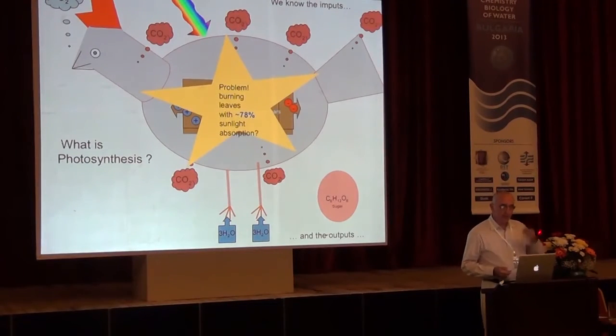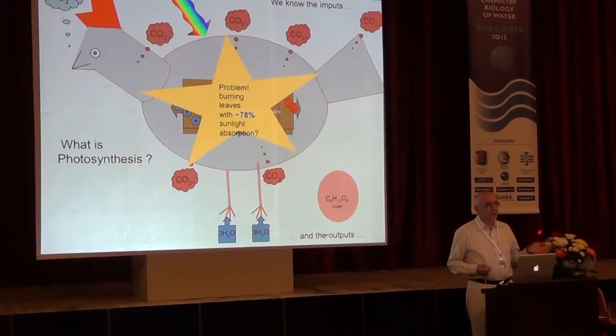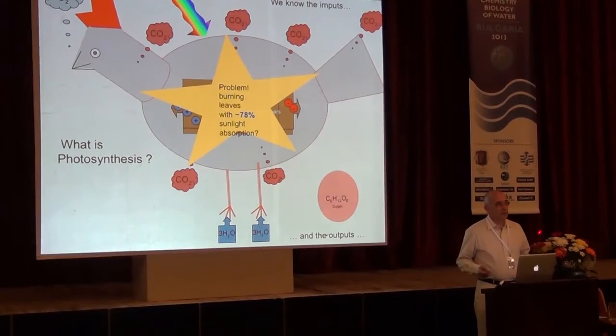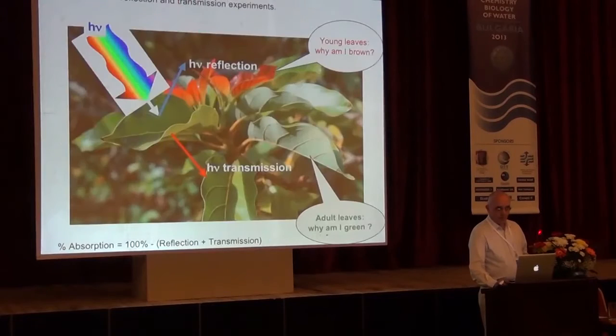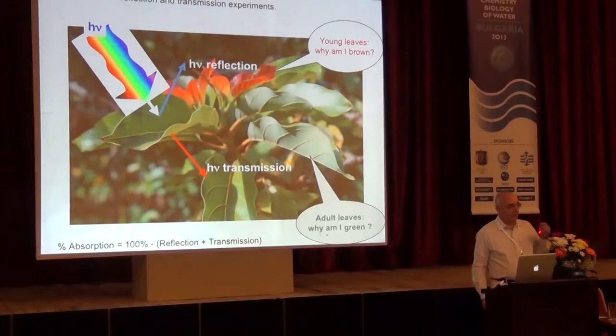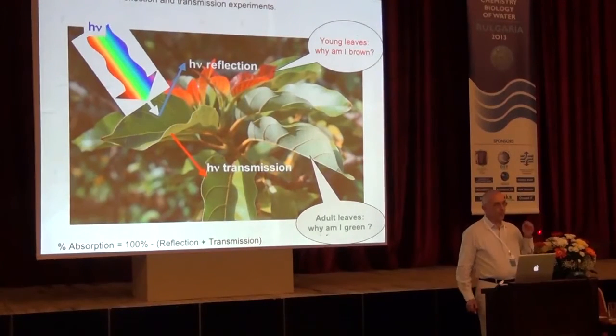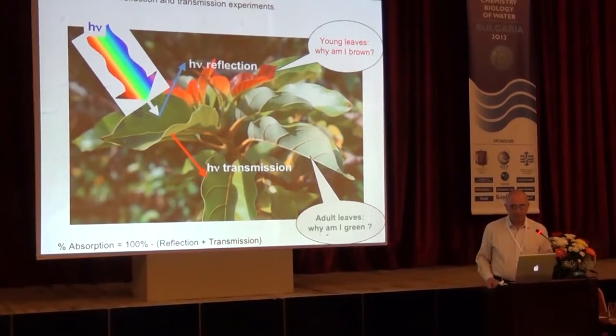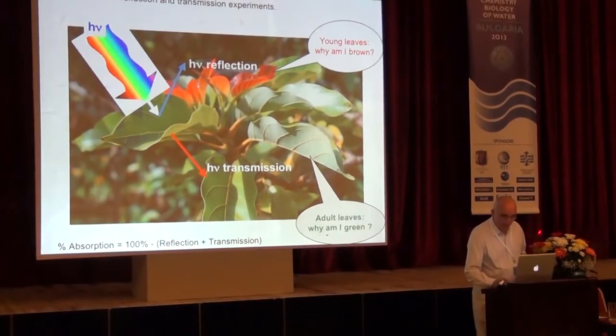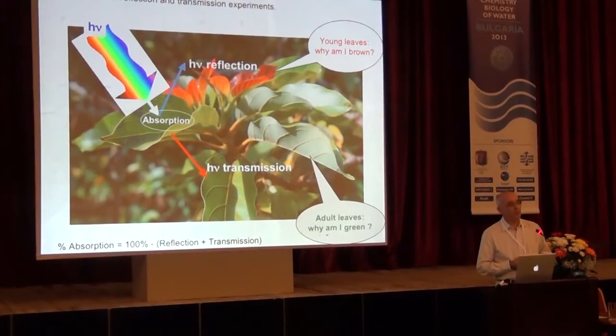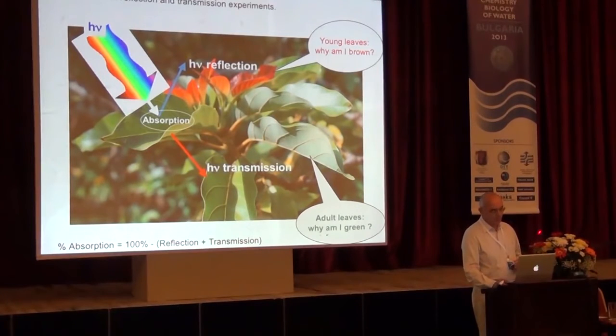And another problem is that according to the experimental results, plants absorb about 78% of the sunlight. This is too much, so we have to look for where the problem is. Do you have an answer for this? We have light coming from the sun, and we have reflection, transmission, and we have a big problem here for the absorption, because 78% is too much.